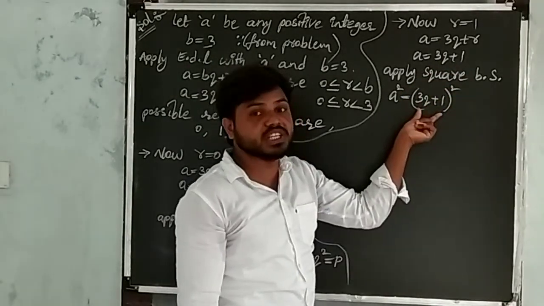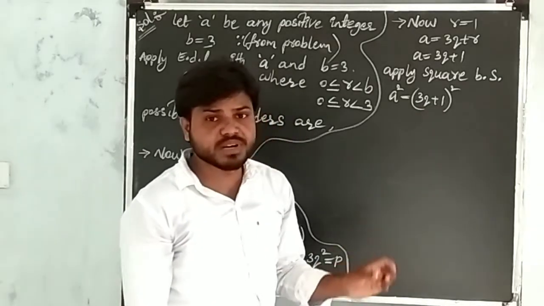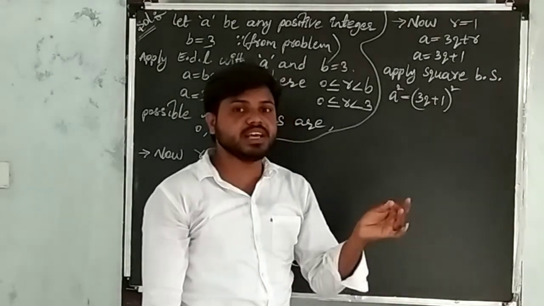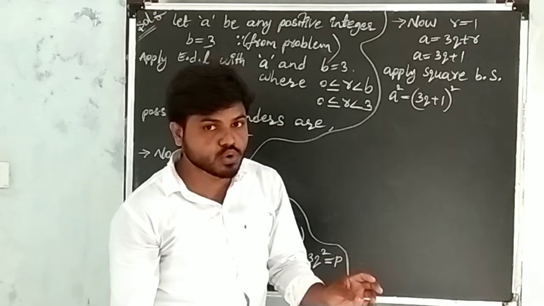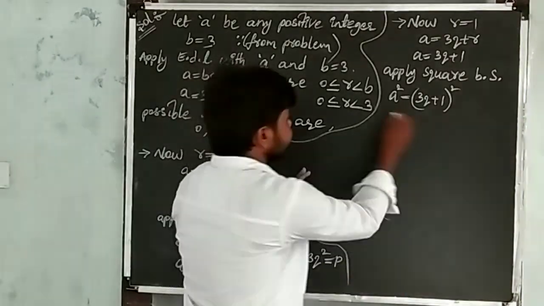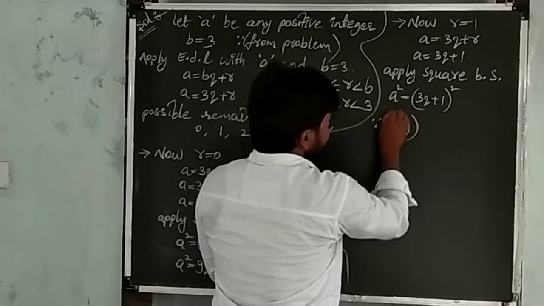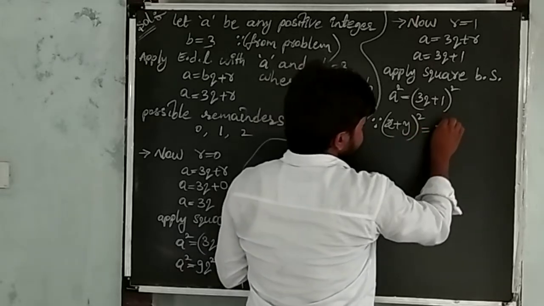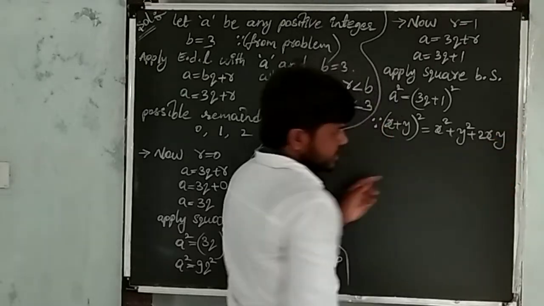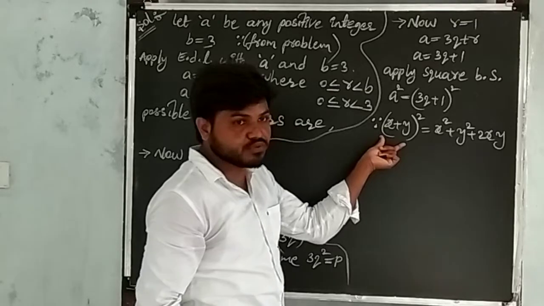Now we got the x plus y whole square form. The x plus y whole square formula is what? x square plus y square plus 2xy. I am writing that formula. This is the formula. Now compare 3q plus 1 whole square with x plus y whole square.